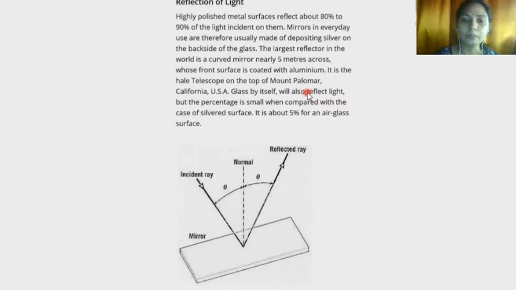Reflection has got certain rules. It has got two rules. What are the two rules? The incident ray, reflected ray, and normal should lie on the same plane.